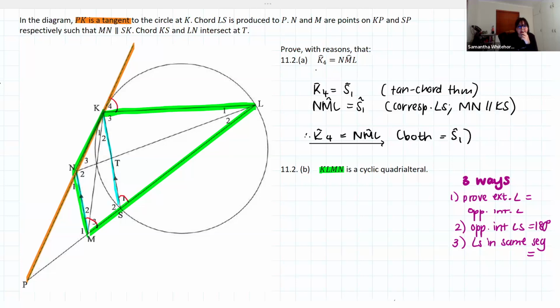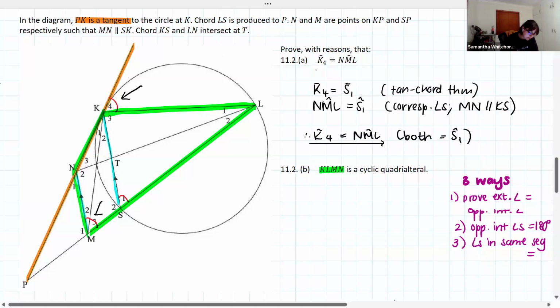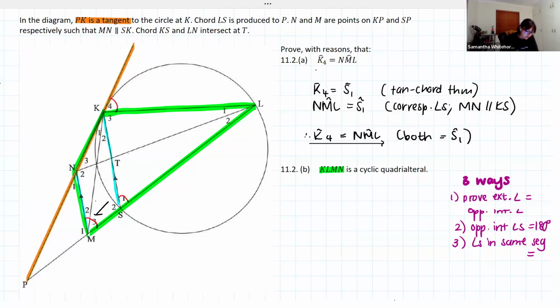Nice, Bongi and Corsi. Okay, so Bongi and Corsi have said K4 is equal to angle NML. So this angle here is equal to this angle down here. K4 is an exterior angle to the quad we're trying to prove is cyclic. And because K4 is equal to angle NML, which was not given to you but you have just proven, you don't need to reprove it. So your reason is just proven. Therefore, KLMN is a cyclic quad.